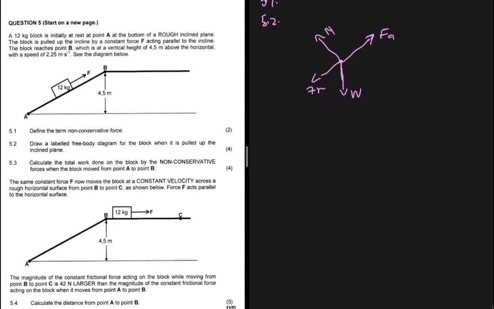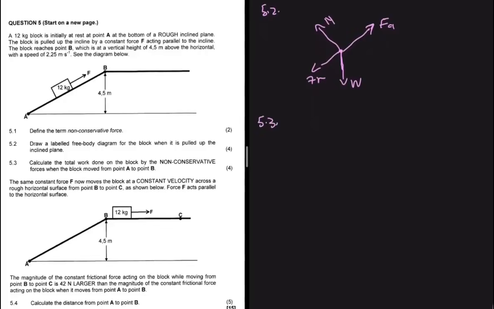I think now we can solve 5.3. So 5.3 is saying calculate the work done on the block by the non-conservative forces when the block moved from point A to B. We know fully well that work net is equal to the change in EK. But what is another way we can represent work net? Work net can be work done by non-conservative forces plus the work done by conservative forces, being equal to the change in EK, that is 1 over 2 m (VF squared minus VI squared).